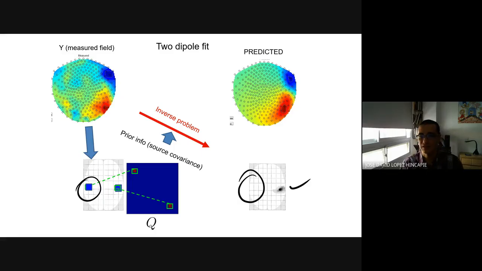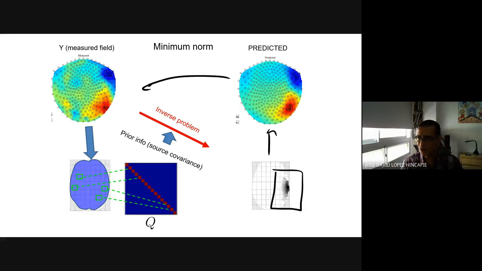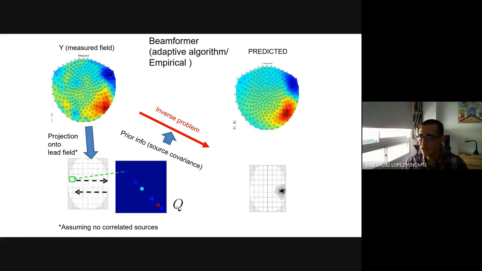The problem is that in practice, you won't know which are the possible regions, so you will need to use something like minimum norm. As I told you, minimum norm says that everything is active. And the problem with minimum norm is that it will give you a large propagation of your activity, and although it is quite accurate, you won't know exactly where your activity is. You will have the region where it is. If you use beamformers, it won't tell you exactly where it is either.